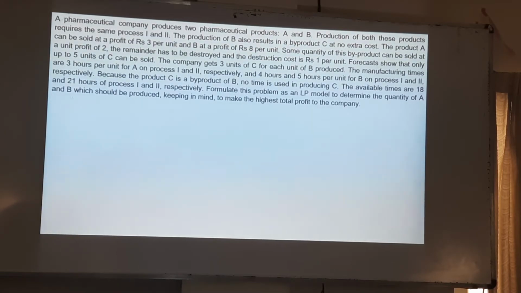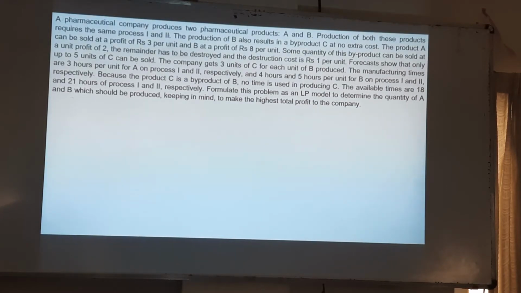The product A can be sold at a profit of 3 rupees per unit and B at a profit of 8 rupees per unit. Some quantity of this byproduct can be sold at a unit profit of 2 rupees. The remainder has to be destroyed and the destruction cost is 1 rupee per unit. Forecasts show that only up to 5 units of C can be sold. The company gets 3 units of C for each unit of B produced.